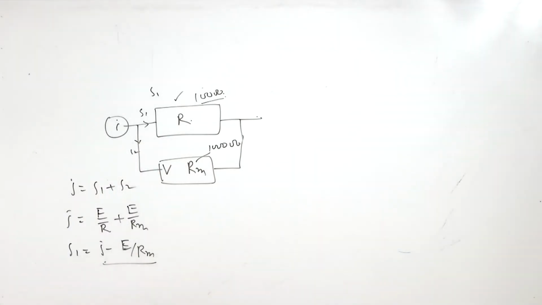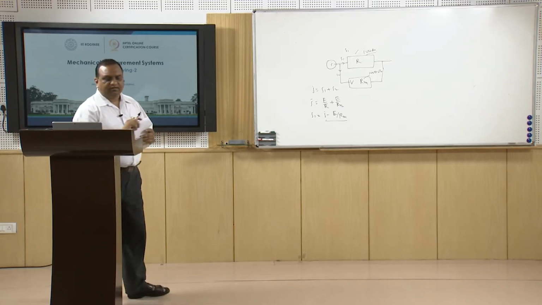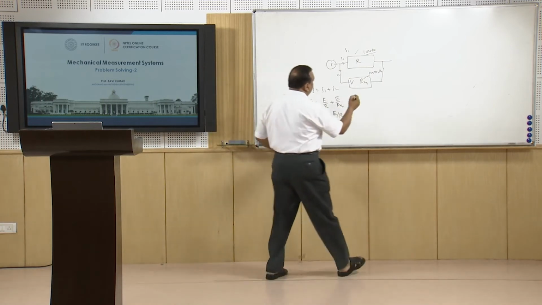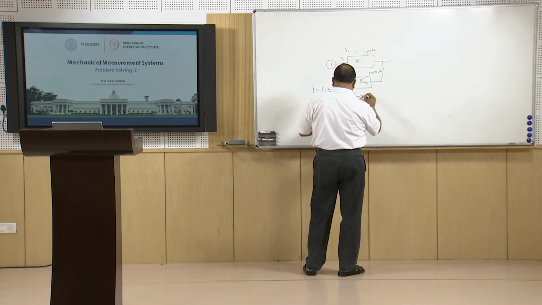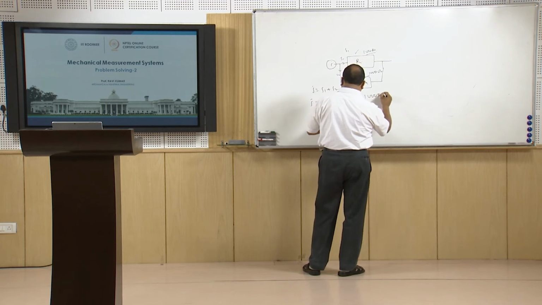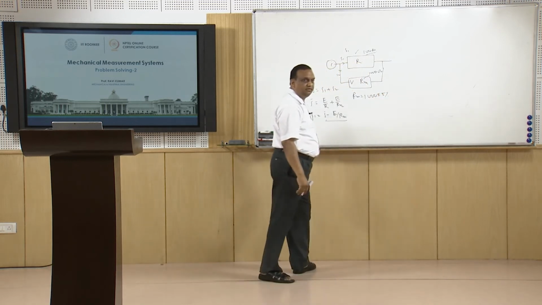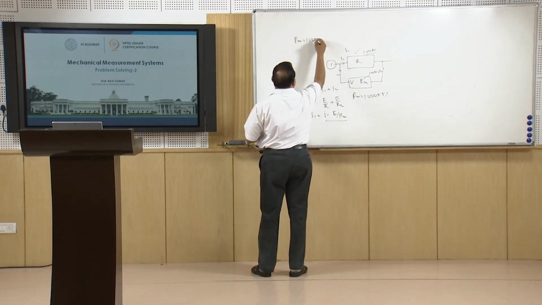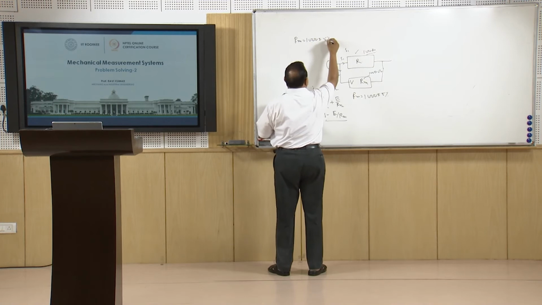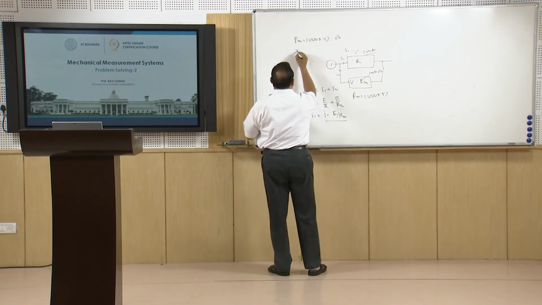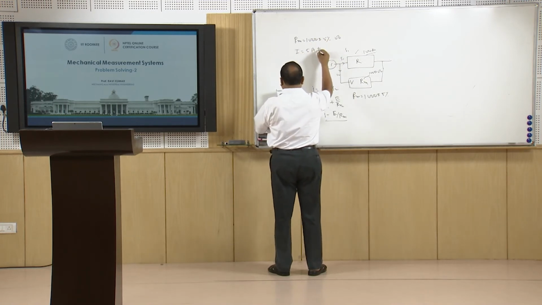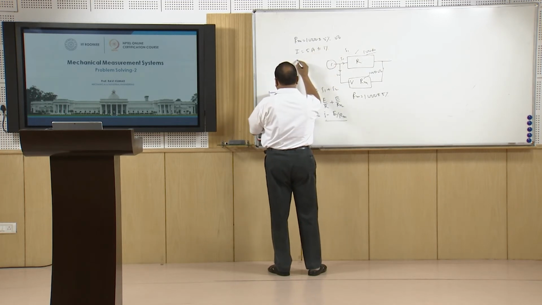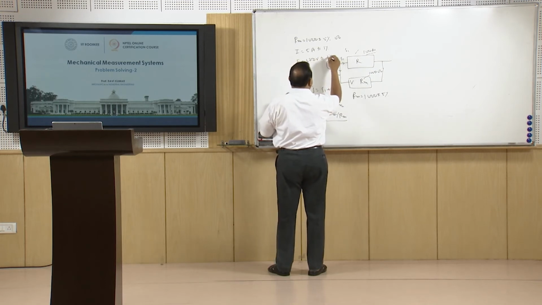So for dissipation of the power, Rm is 1000 plus minus 5% ohms. Current is 5 ampere plus minus 1%, and E is 500 volts plus minus 1%.